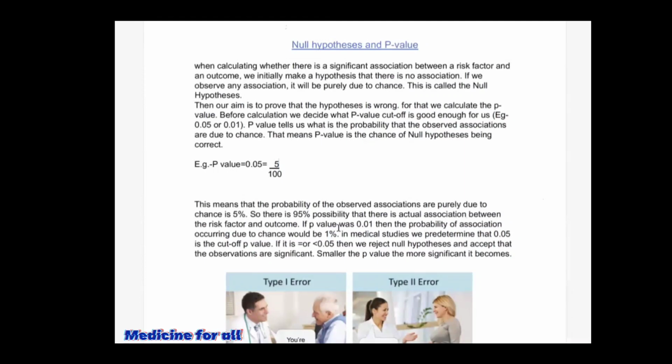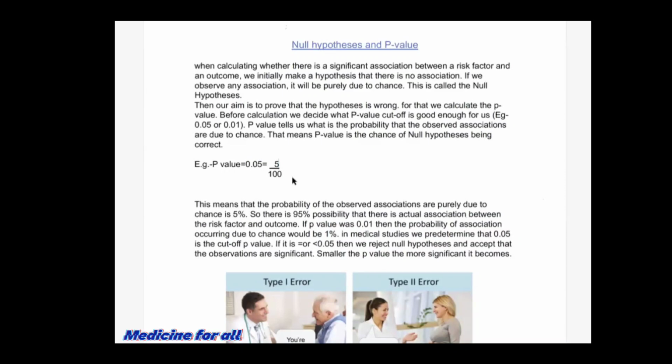So if the p-value was 0.01, that means 1%. The association occurring due to chance is 1%, and the rest, 99%, is because of an actual association. So in medical studies, we take the cutoff as 5%. Up to 5%, we will say it is because of chance. If there is anything more than that, then that means there is an actual association. That is how we interpret this.